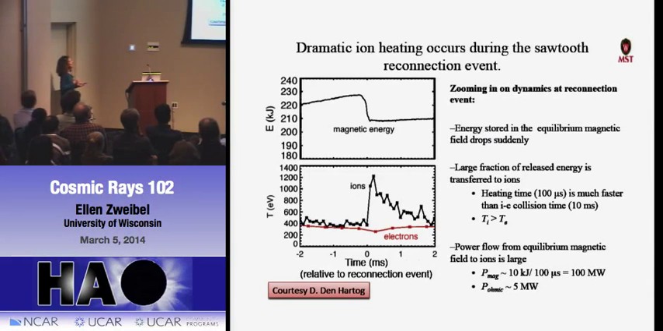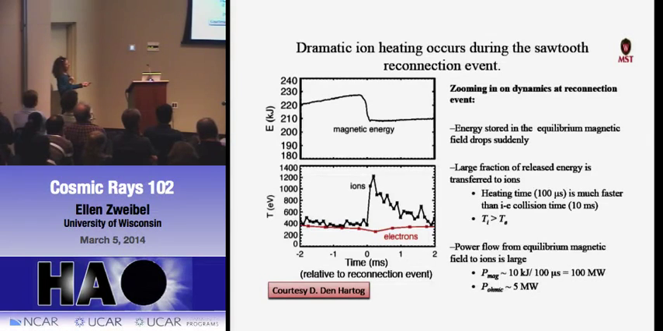So here's a little more detail about what this looks like. This is time in milliseconds, zero is the reconnection event. The magnetic energy is slowly increasing. Then it undergoes this fairly large crash, 20 kilojoules, and then it plateaus over to here. Coincident with that, the ions have a spike in their temperature. They're heated by about a factor of 3, and then the temperature slowly decays.